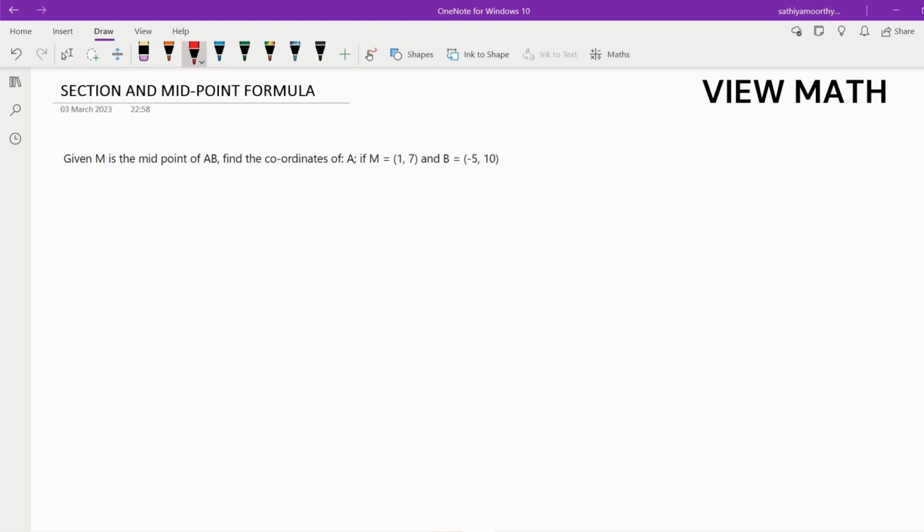Next problem: given M is the midpoint of AB, find the coordinate of A if M is (1, 7) and B is (-5, 10). So what they have given is a line AB, this is A and this is B. We know that A is (x1, y1) and B is (x2, y2), and this midpoint M is (x, y).